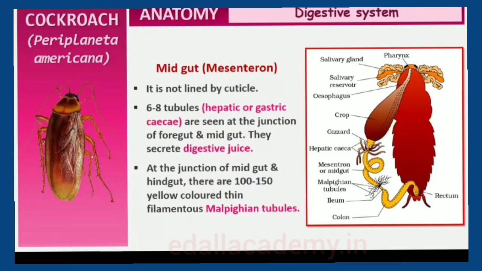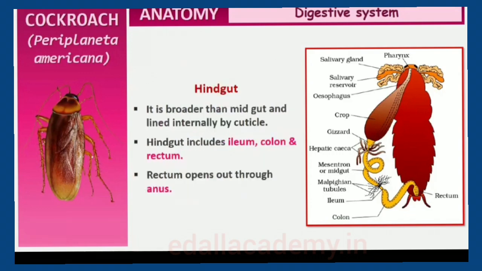which secrete digestive juice. At the junction of midgut and hindgut is present another ring of 100-150 yellow-colored thin filamentous Malpighian tubules. They help in removal of excretory products from hemolymph. The hindgut is broader than midgut and is differentiated into ileum, colon and rectum. The rectum opens out through anus.